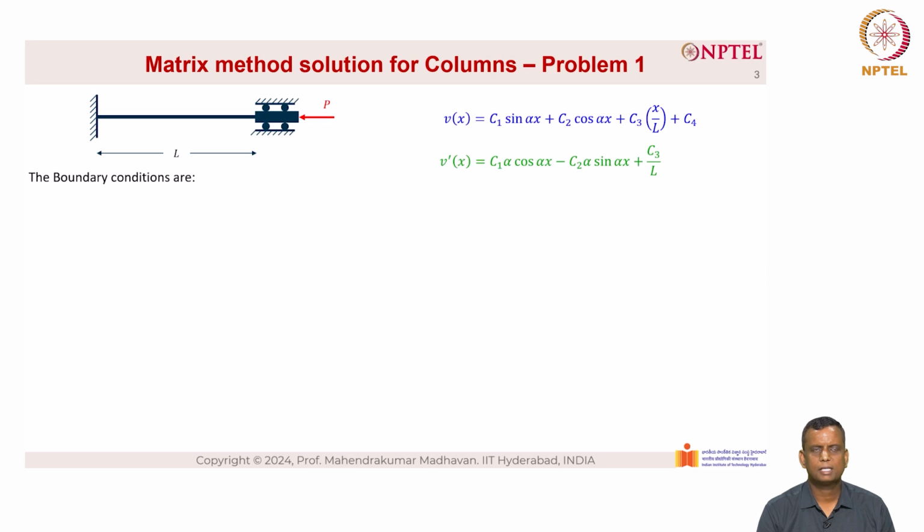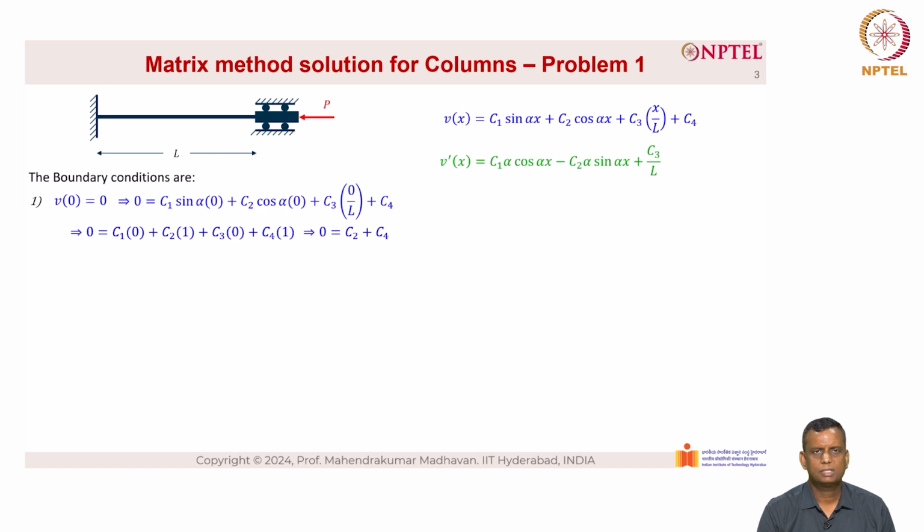The boundary conditions are V of 0 equal to 0. Basically, the lateral displacement is 0 at the starting point of the column, which indicates 0 equal to C1 into sin alpha of 0 plus C2 into cos alpha of 0 plus C3 into 0 by L plus C4, which gives you 0 equal to C1 into 0 plus C2 into 1 plus C3 into 0 plus C4 into 1. Basically, sin 0 is 0, that is C1 into 0, and cos 0 equals 1, which is C2 into 1. This gives rise to the equation 0 equal to C2 plus C4.